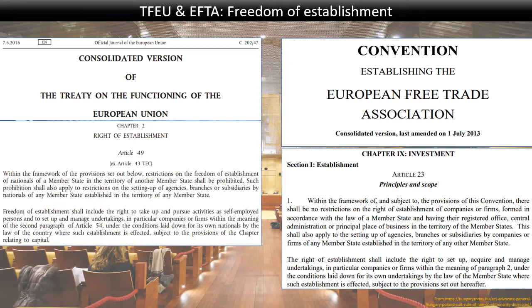So it's very much the same, with some different words, but the same content as the Treaty on the Functioning of the EU. The right of establishment shall include the right to set up, acquire, manage undertakings, in particular companies or firms within the meaning of paragraph 2, under the condition laid down for undertakings by the law of the member state where such establishment is effected.